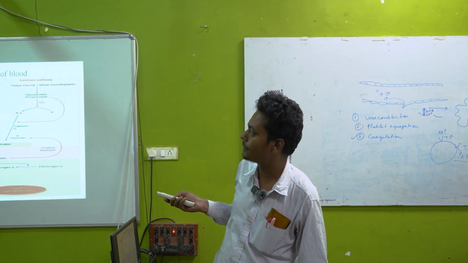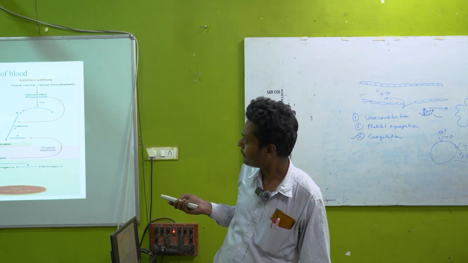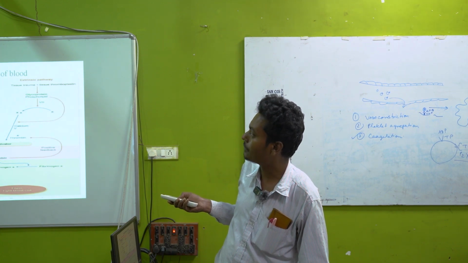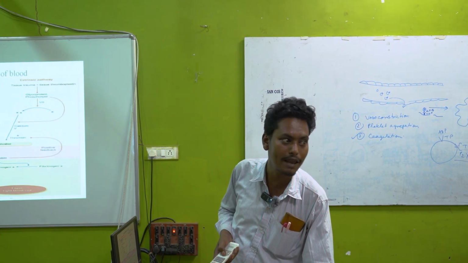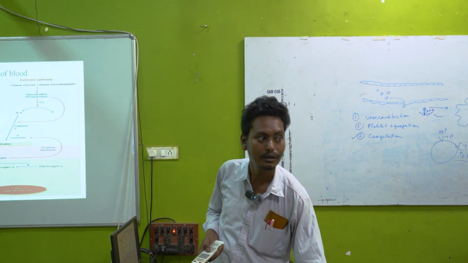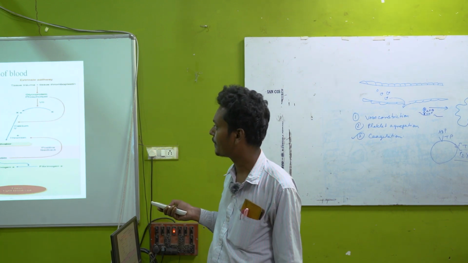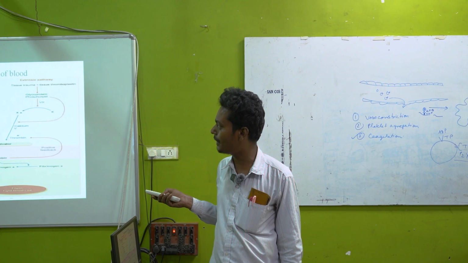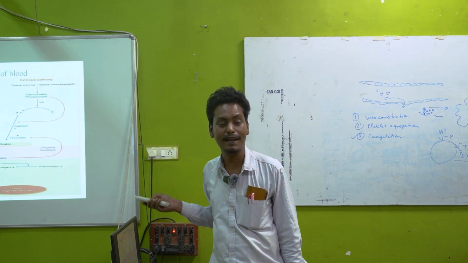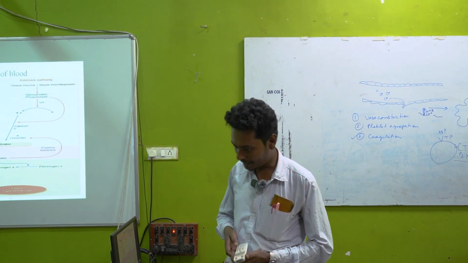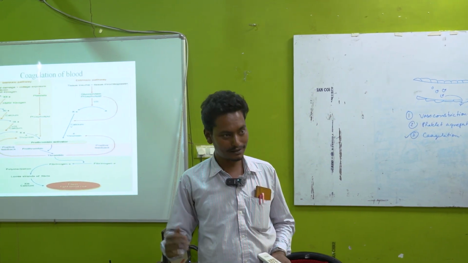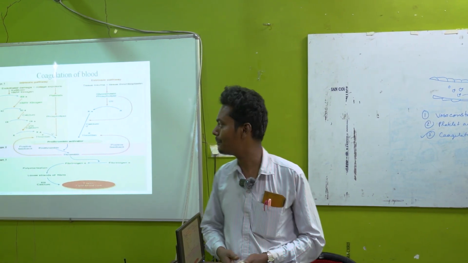Collagen is exposed from the damaged endothelial cells, and the exposed collagen activates factor 12 with the help of high molecular weight kininogen, or HMW kininogen. Activated factor 12 also activates factor 11. This is known as a cascade mechanism because the activation of a factor activates another factor. Hence, this is known as a cascade mechanism.